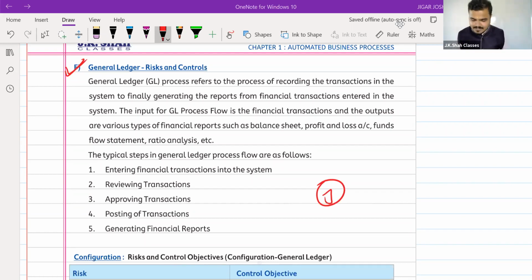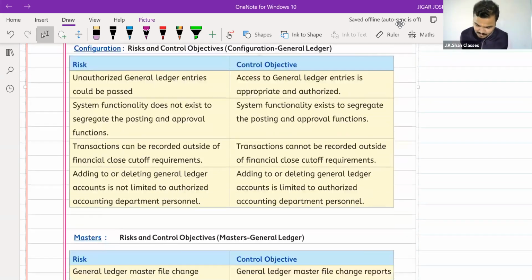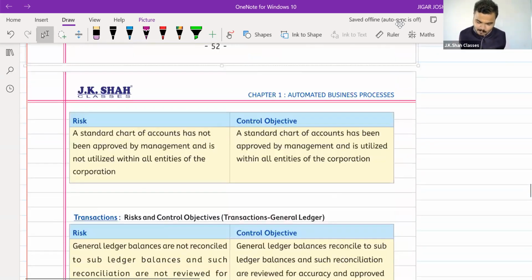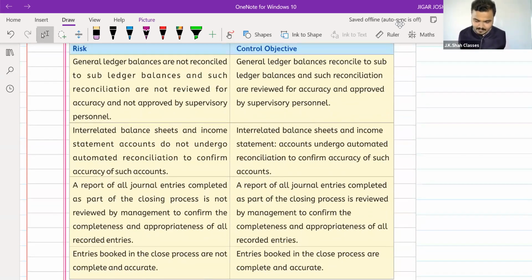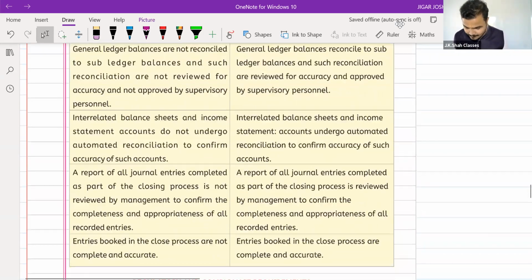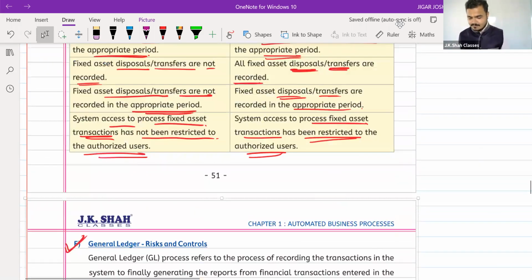But right now, my dear charters, I'm just taking these 4 points related to configuration, 2 points related to masters, and 4 or 5 points related to transactions. Please refer to this much on your own. Am I very clear to all my dear charters?